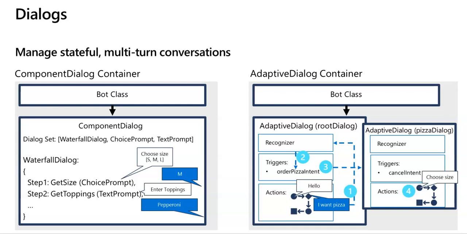Now, if we understand it from an example, the pizza ordering bot might start with a root dialog that simply welcomes the user. When the user enters a message indicating that they want to order a pizza, the recognizer detects the intent and uses a trigger to start another dialog containing the flow of actions required to gather the pizza order. At any point during the pizza order dialog, the user might enter a message indicating that they want to do something else, for example, cancel the order. And the recognizer for the pizza ordering dialog or its parent dialog can be used to trigger an appropriate change in the conversational flow. Now, this cannot happen when you are using the component dialog as they are sequential. So that's all about the adaptive dialog container.